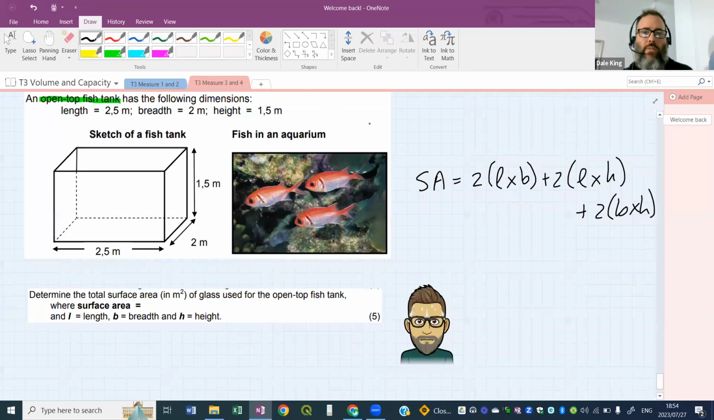It's an open top fish tank. Yes, they will give you a formula in the exam, but I want to see if you guys can figure it out without a formula in front of you. There's something on the side, but be careful. It's an open top fish tank.